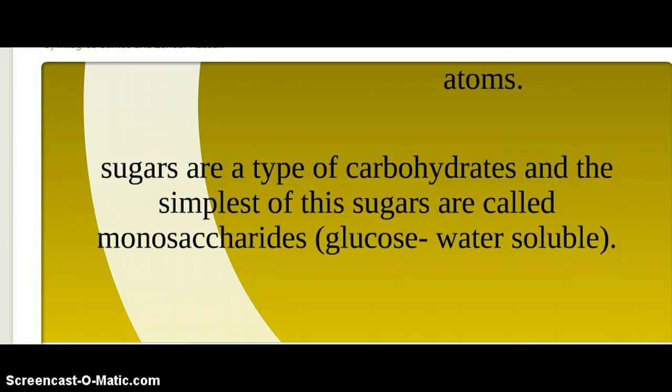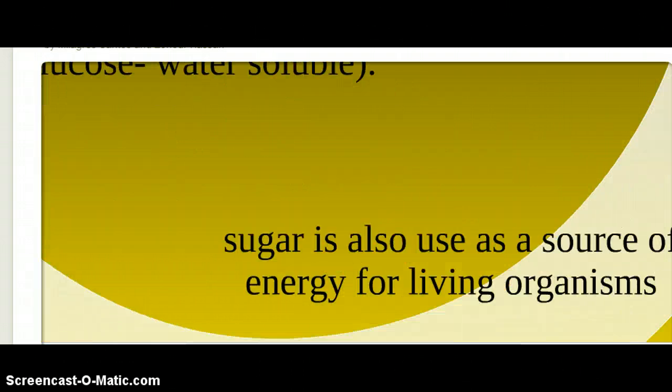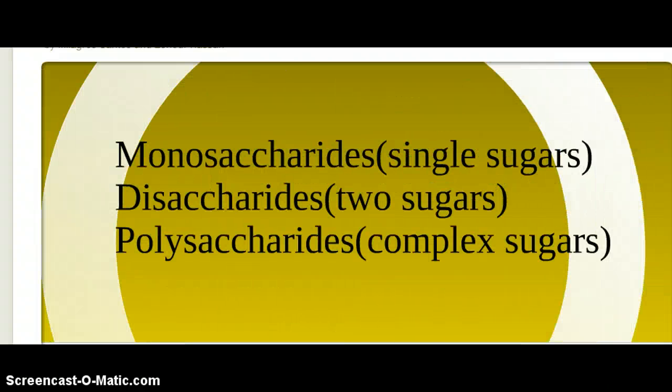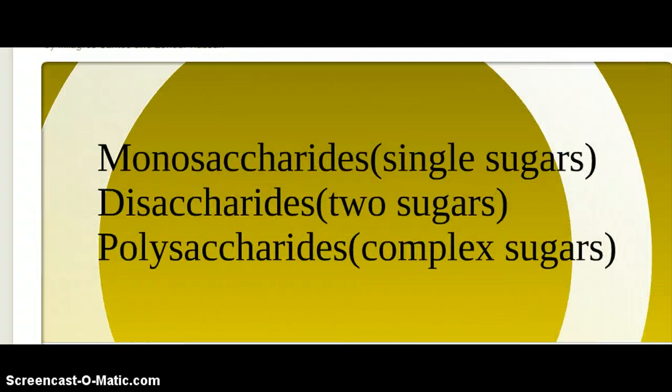The term monosaccharide translates into single sugar. Sugar is used as a source of energy in living organisms. There are three types of carbohydrates: monosaccharides, disaccharides, and polysaccharides. Monosaccharides are single sugars. These are also called simple sugars. We tested for simple sugars and complex sugars in our experiment. Complex sugars are polysaccharides.